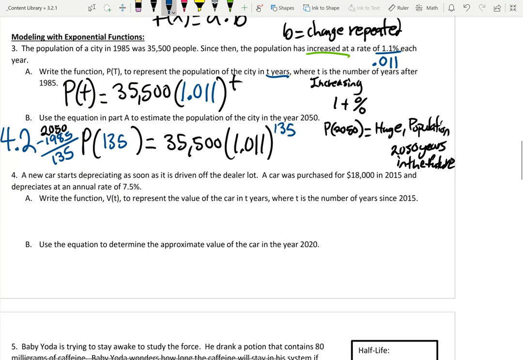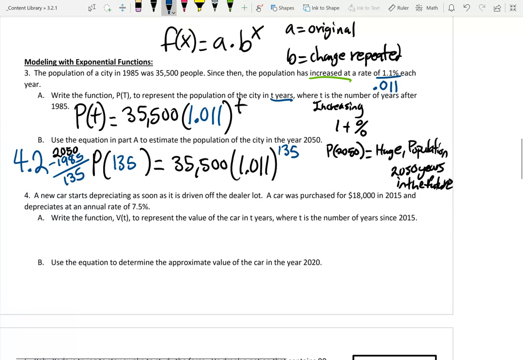So we're going to go ahead and look at it, and we're going to remember that our formula is going to be the same, where it's going to be the original amount times the change being repeated. But this time you're going to notice that it's going to be depreciating, as in the value is going to go down. So we're going to go ahead and write a function the same way as we did.